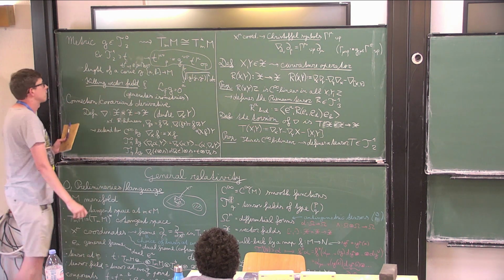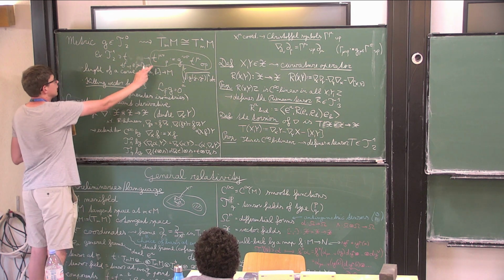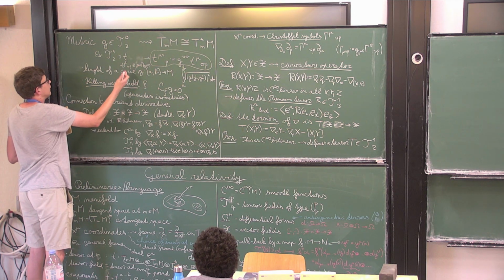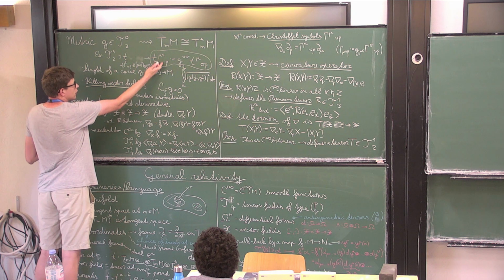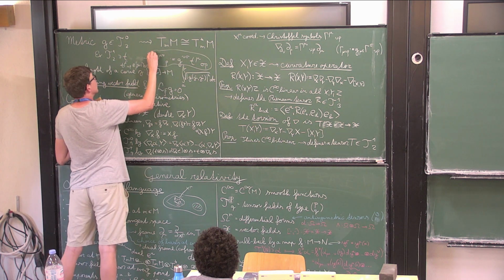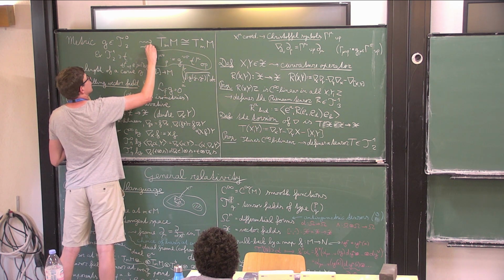And then when you see this thing, this is again a component of a tensor which is now in T (2,1).